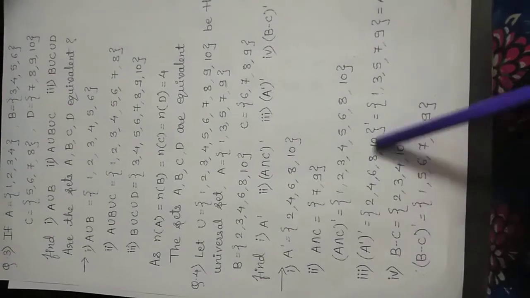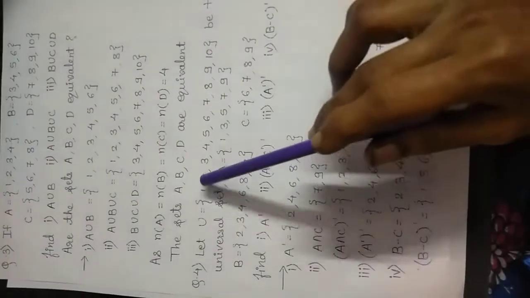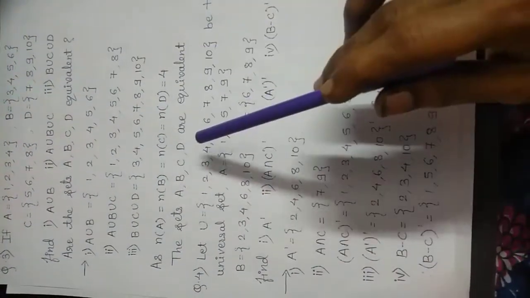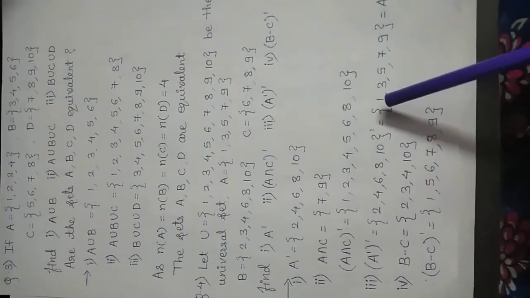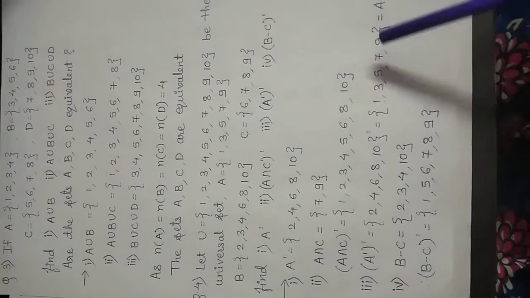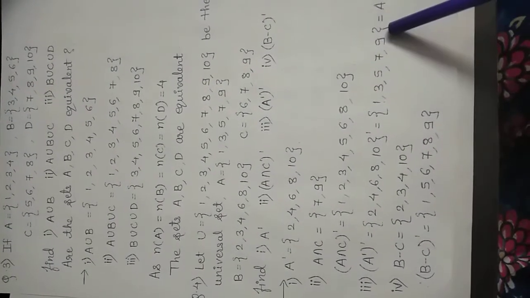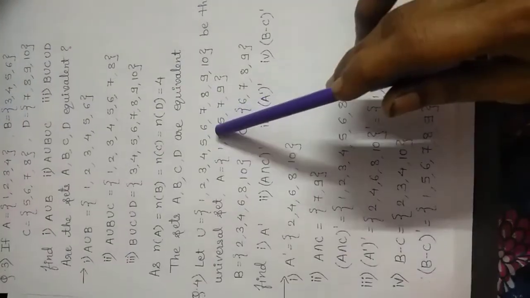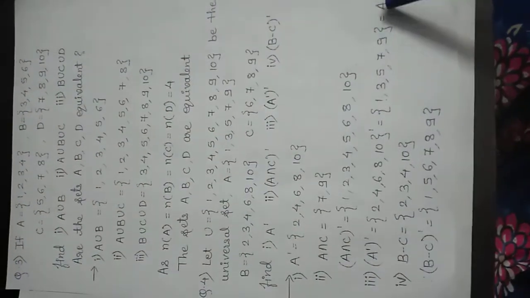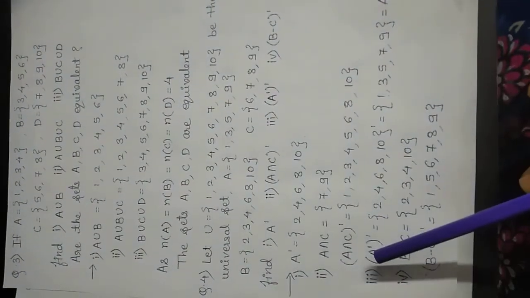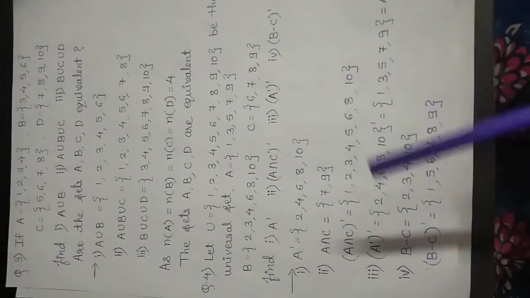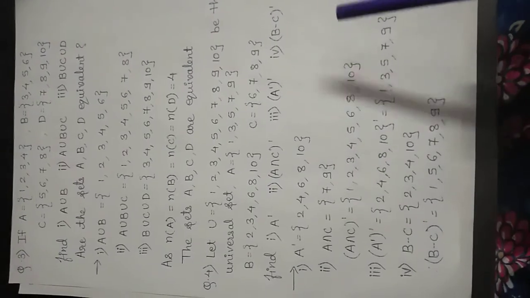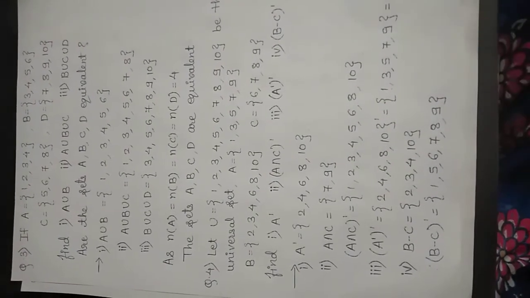So again, to find the complement of this, from the universal set we are going to remove all these elements, and the remaining elements of the universal set will be there in the complement. So we have 1, 3, 5, 7, 9. But if we observe this carefully, then this is nothing but the set A. So we can say that it is equal to A. That means we can say that A complement of complement is equal to A. That means the complement of the complement of any set gives the original set itself.